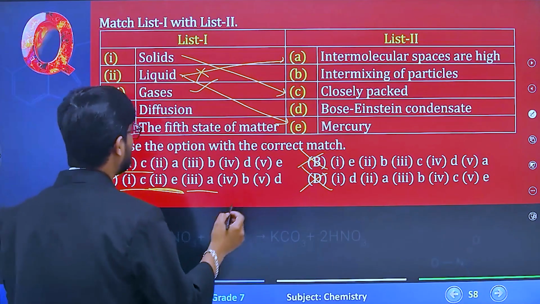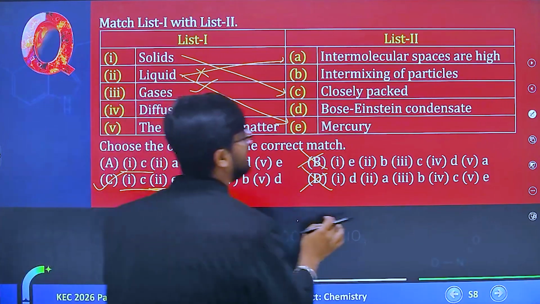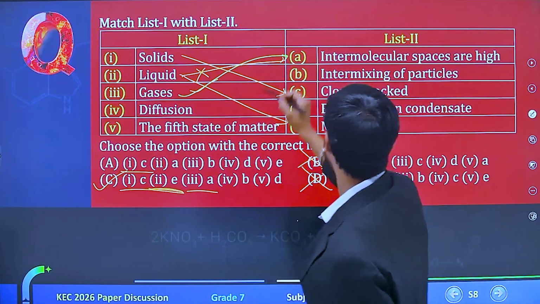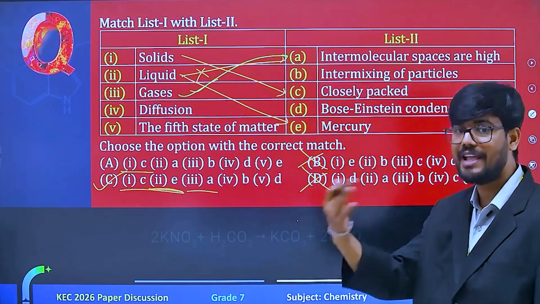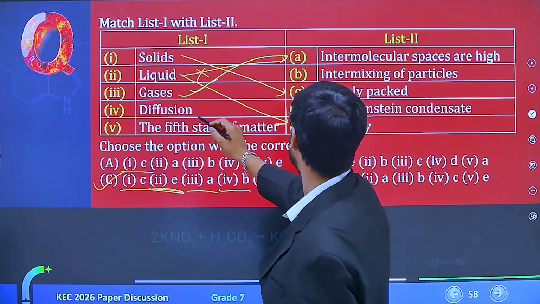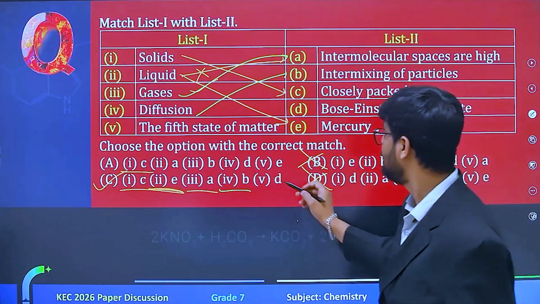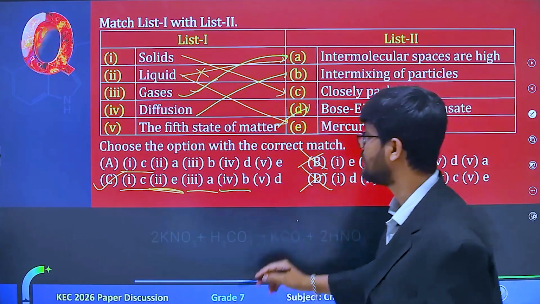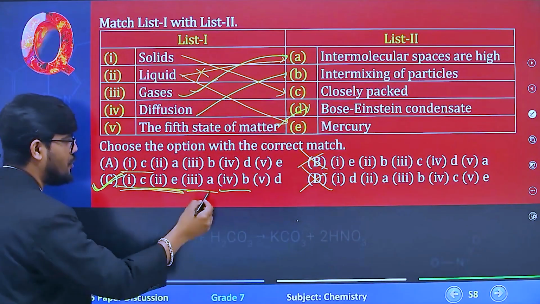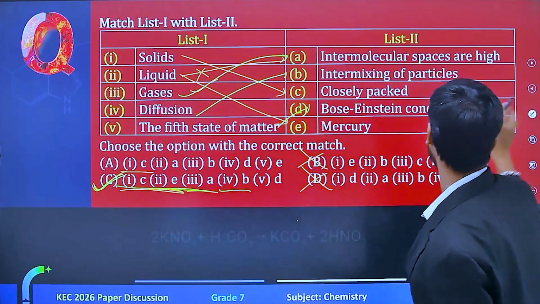Next, match 3 with A. Gases have very high intermolecular spaces, right? 4 with B, diffusion means intermixing of particles, that is also correct. Fifth state of matter means Bose-Einstein condensate. So option C. Only using the first 2 or 3 options we can easily get the answer, correct? So option C will be the correct answer here.